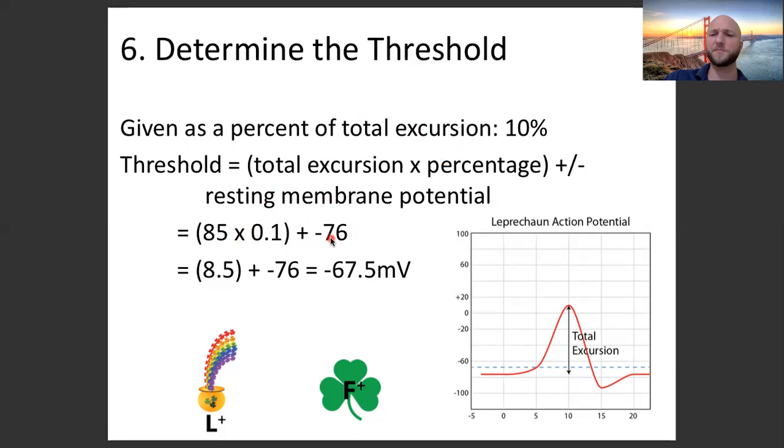Well, we're at resting at negative 76, we want to go towards 0. So what value is going to be closer to 0? Should we do plus or minus? We want to go from negative 76 up towards 0 on this graph. We're going to use plus. So 8.5 plus negative 76 is going to give us negative 67.5 millivolts. That's this blue hashed line. We're at negative 76 down here at resting, and we want to move towards 0. It doesn't make logical sense to go away from 0 for an action potential. Negative 67.5 millivolts is the threshold voltage.